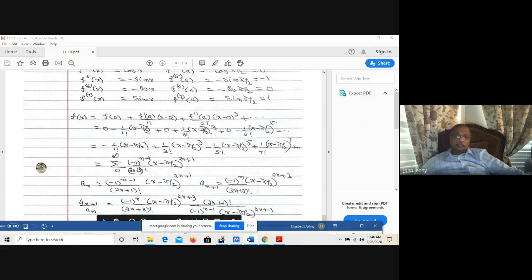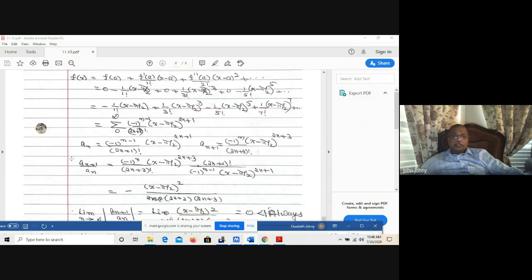So it becomes sigma from 0 to infinity of negative 1 to the n minus 1. The first term is negative, so when n is 0, this is negative 1 to the negative 1, that is negative. So that's right. Negative 1 to the n minus 1 over (2n plus 1) factorial times (x minus pi over 2) whole to the power of 2n plus 1. That gives 1, 3, 5. So when n is 0, it is 1. When n is 1, it is 3, and so on.